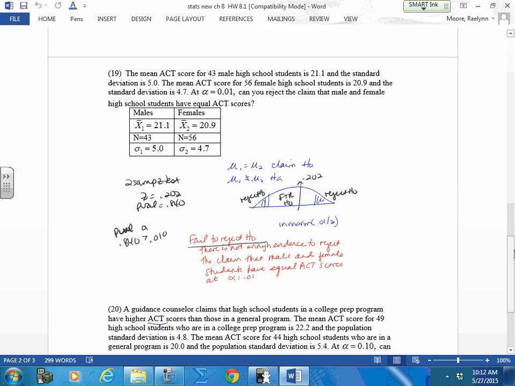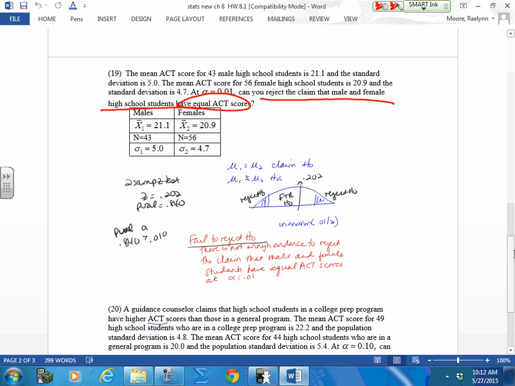Here's a little chart. Put your information in a chart. I don't know if they gave it to you in the chart. You're comparing ACT scores for males versus females. And they're saying, can you reject the claim? Your claim was last. Can you reject the claim that the male and the females have equal scores? There's your claim. They can put it last. So we want to test if they're equal. And it turned out we don't have enough information to reject the claim that they're equal.